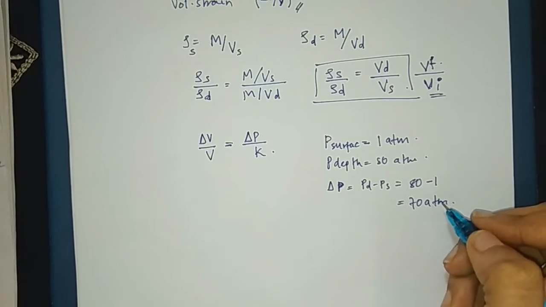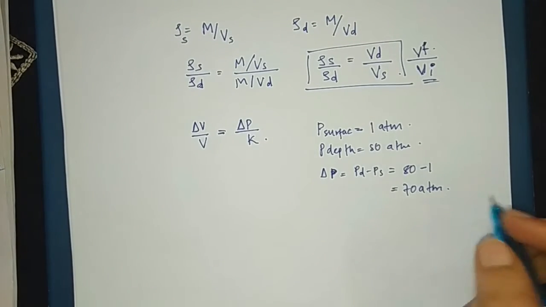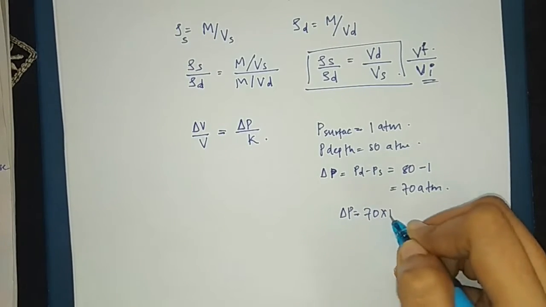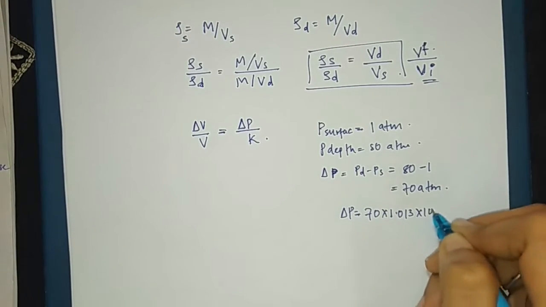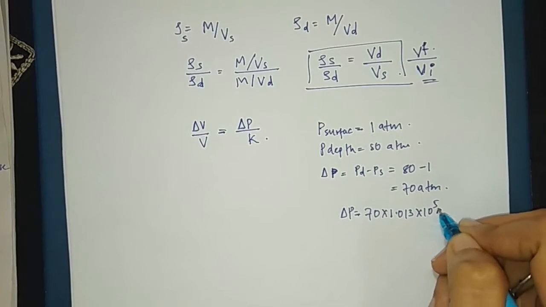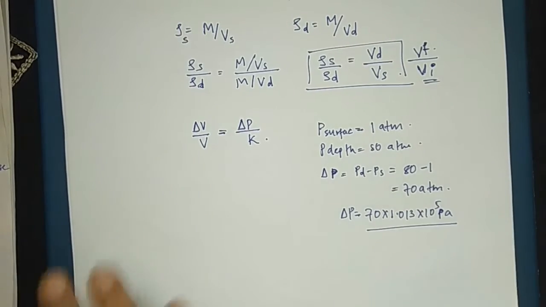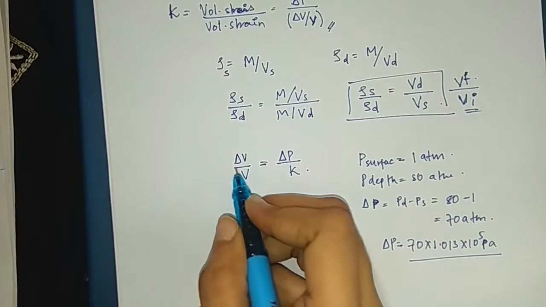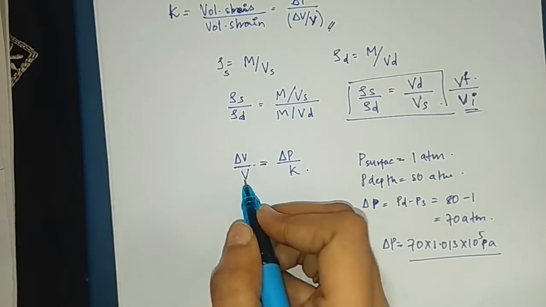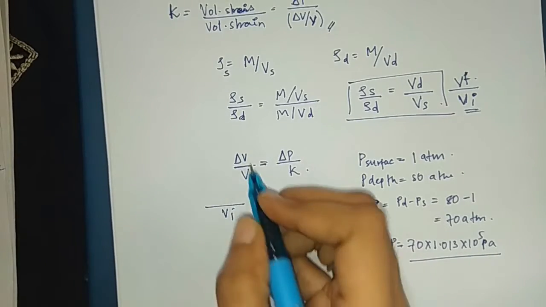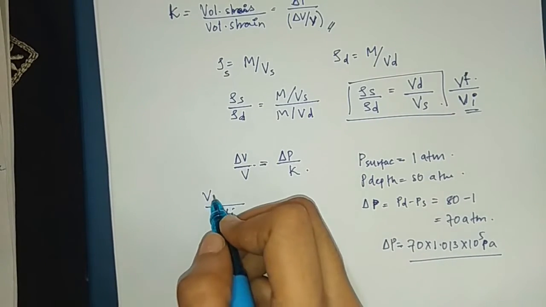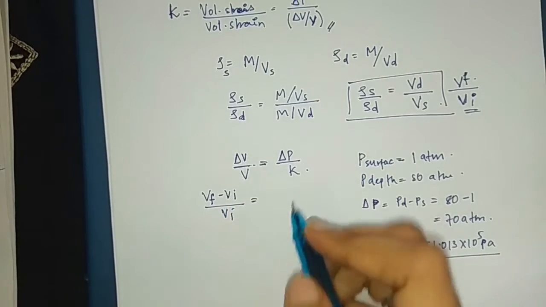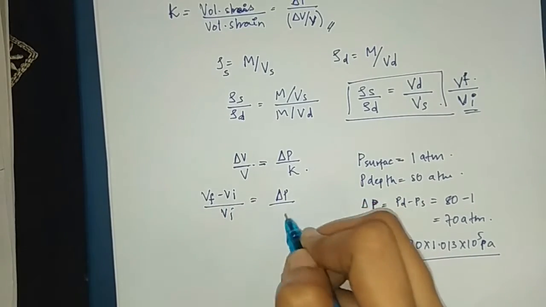Okay, but 70 atmosphere in terms of Pascals is delta P equals 70 times 1.013 into 10 raised to 5 Pascals. Okay, that is delta P. Now make a note that V initial is Vi, and the change in volume is Vf minus Vi, right? And this is delta P, and K we know.